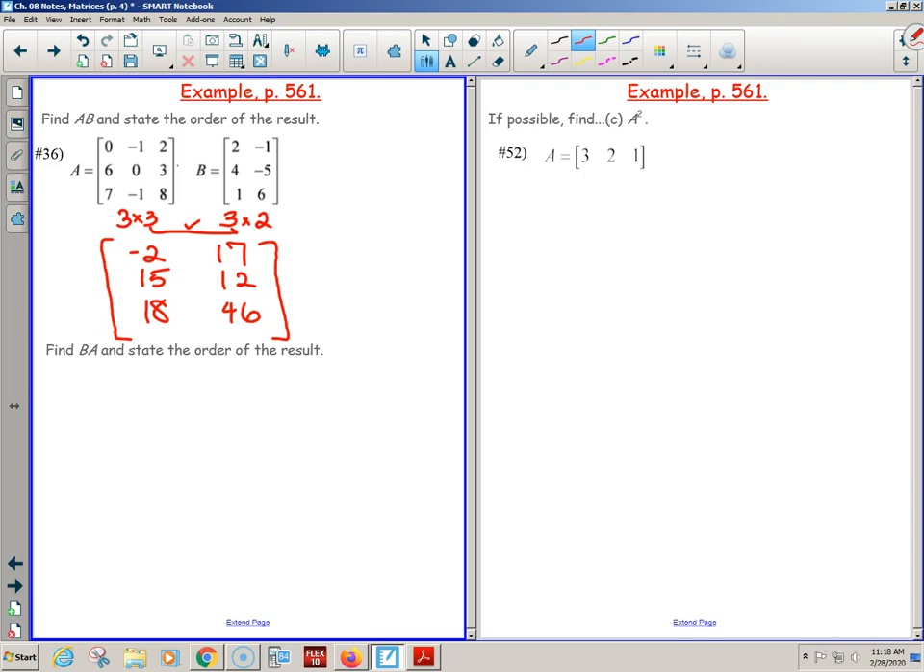How about B times A? What's going on when we do that? Illegal. Why? B would be a 3 by 2, and A would be a 3 by 3. So why even worry about doing work if it's not going to work out anyway? No solution.